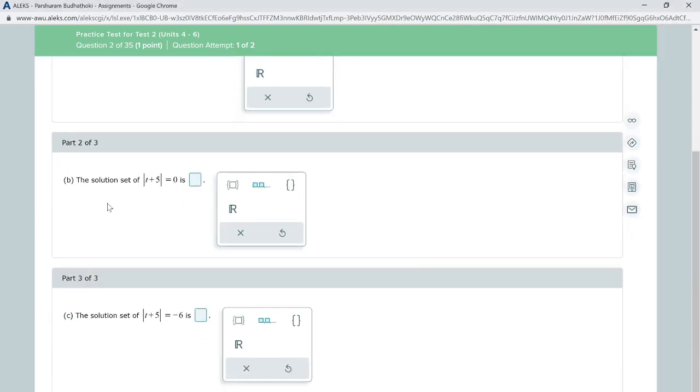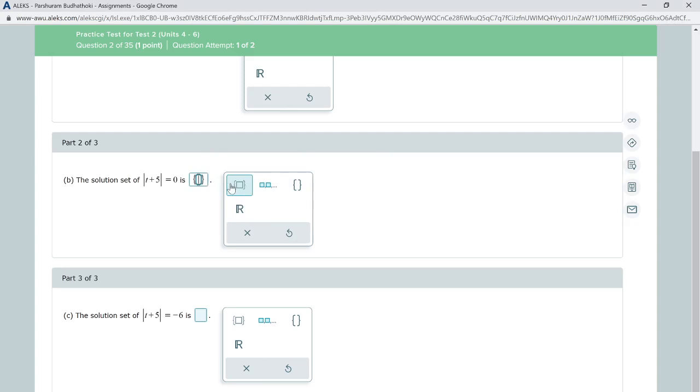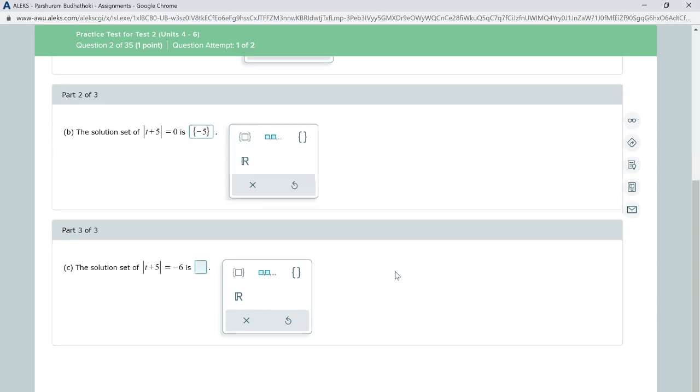Okay, to answer part B, anything whose absolute value equals 0 is only possible if that thing itself is 0. So that means t plus 5 has to be 0. There is a property for absolute value: if you have the absolute value of something equal to 0, that means the thing inside the absolute value has to be 0. So now solve for t, that gives you negative 5. Remember, we are looking for the solution set, so we always have to use the braces.